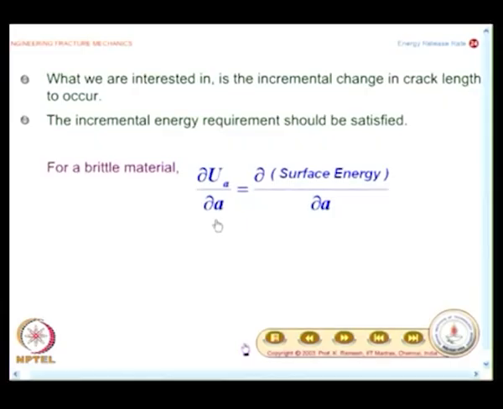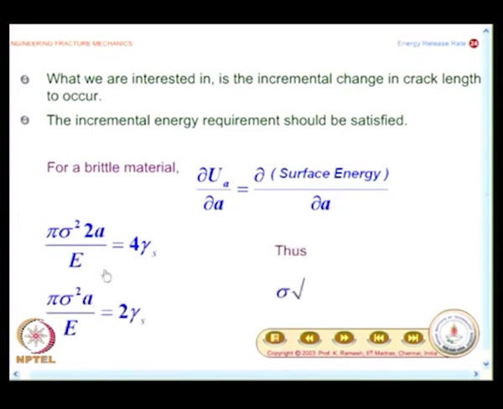When this is satisfied, the crack can grow, and now you have to be very careful. You may be tempted to differentiate with respect to dou A. What it really denotes is the length of the crack. In the expressions that we have got, whether you differentiate with respect to A or with respect to 2A, because you are going to do it on the left and right hand side, the end result would be the same.